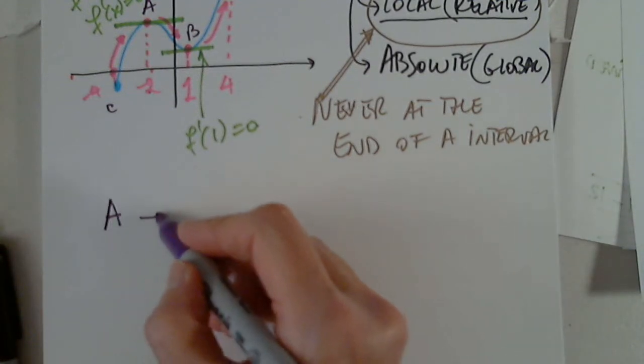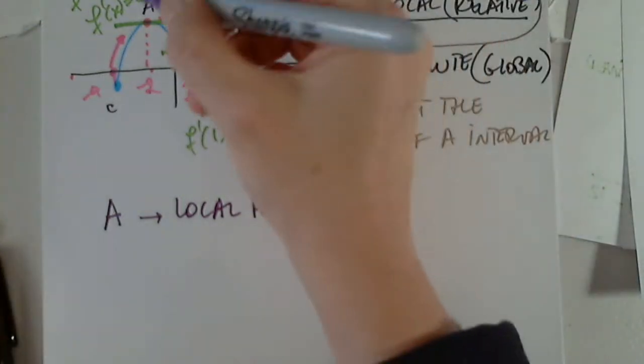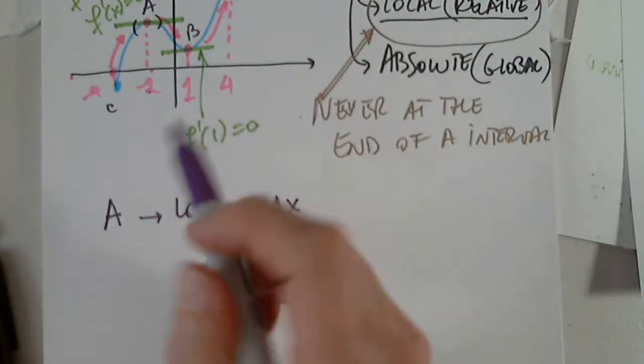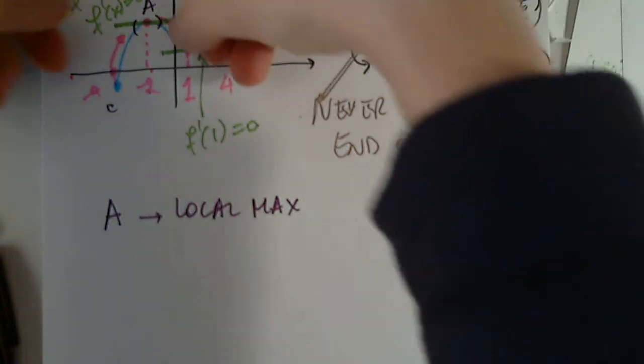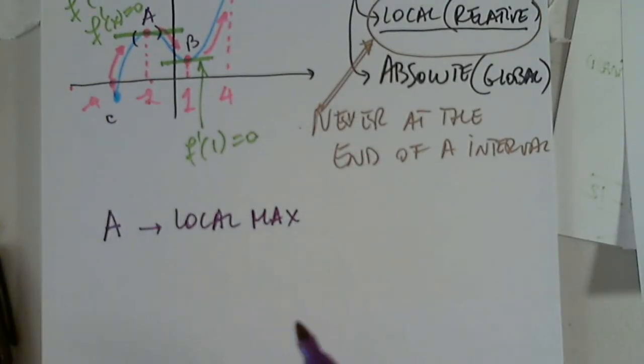Point A is a local max. How come? I can show the open interval. The function exists on both sides, and the function values left and right are smaller than this one. This is a local max.